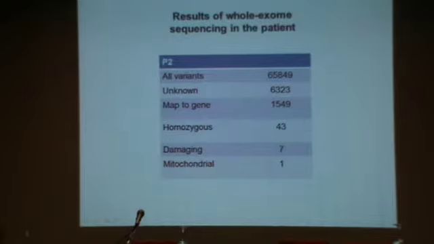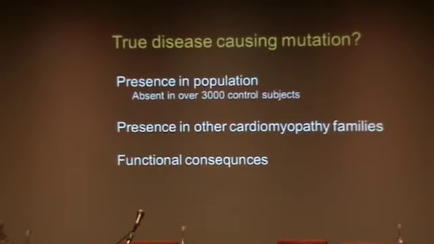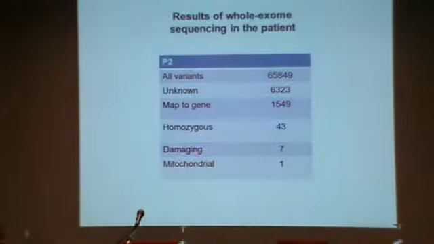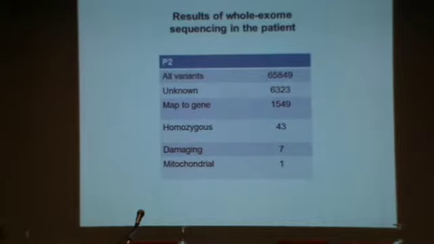And then in Finland we have a lot of our own disorders, and there may be some distant relatedness between the parents, even though we don't know that. So we asked how many of these gene defects were present in both copies of the gene, and they were 43. Out of those, 7 were damaging, and just 1 affected mitochondrial function. So that was a new gene at the time, so we cannot be absolutely sure whether that's the gene defect that is causing this disease.